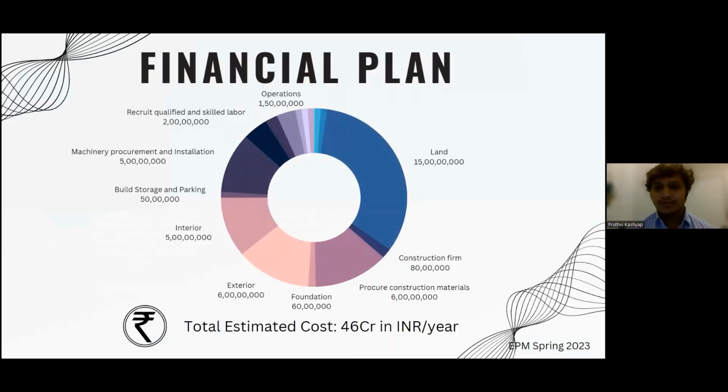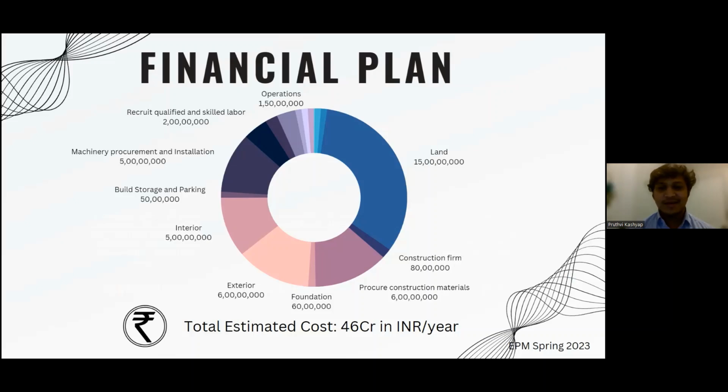Here are the projected costs for our project in Ahmedabad. The estimated cost for building the infrastructure of our plant on 30 acres of land is 38 crores. This includes essential aspects such as land, construction cost, approvals, and hiring a construction firm. Machinery procurement and installation is estimated to be 5 crores.